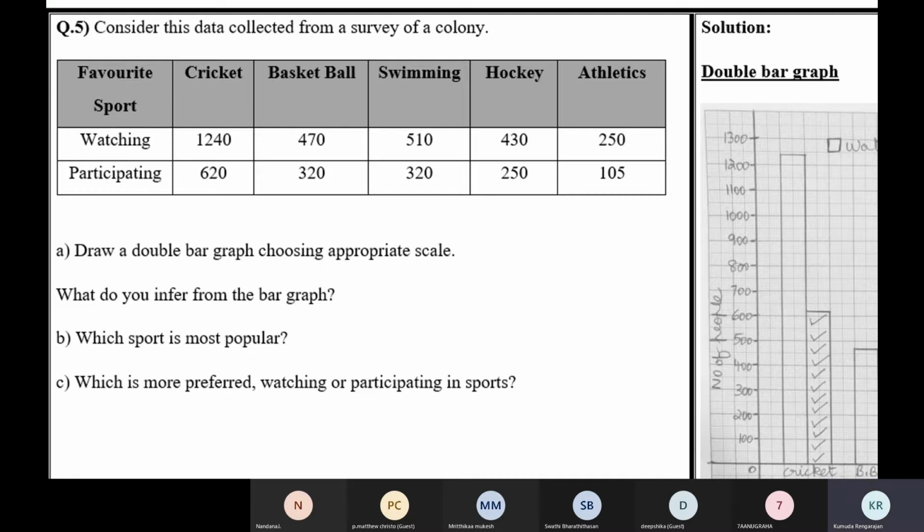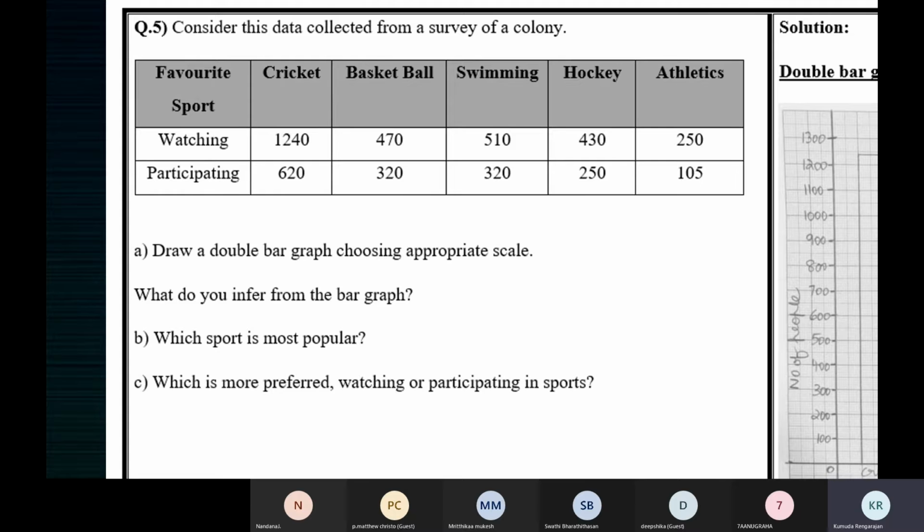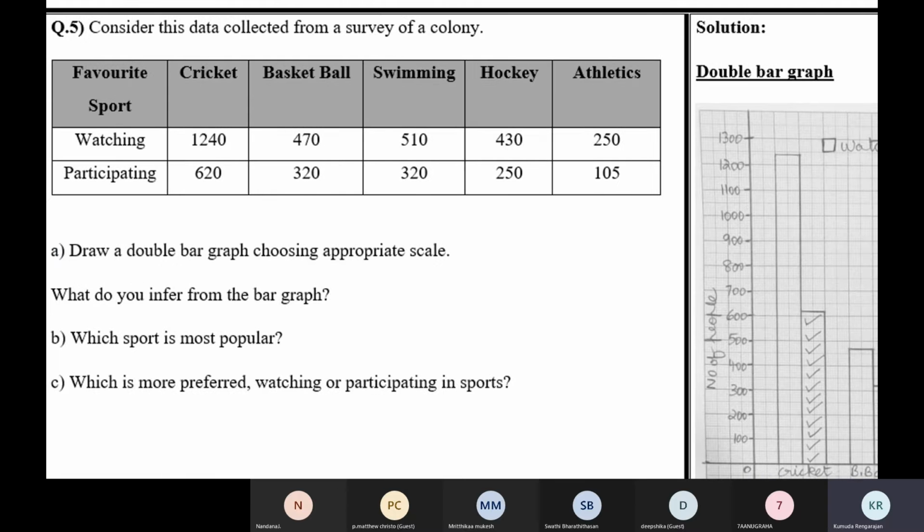Now, for this information, we need to draw a double bar graph, choosing an appropriate scale. And then you have to answer these questions. What do you infer from the graph? Which sport is most popular? And which is more preferred, watching or participating in sports? Watching, ma'am. They are more interested in watching than in participating.